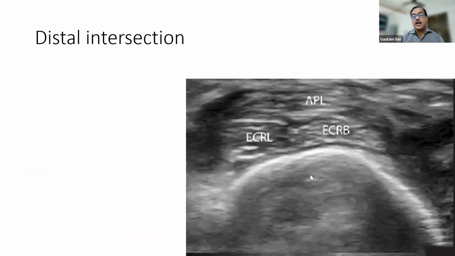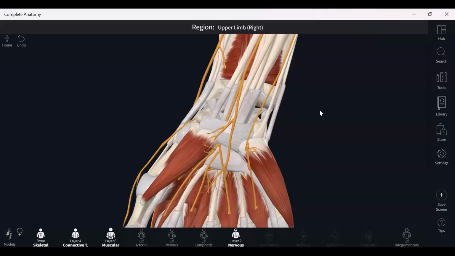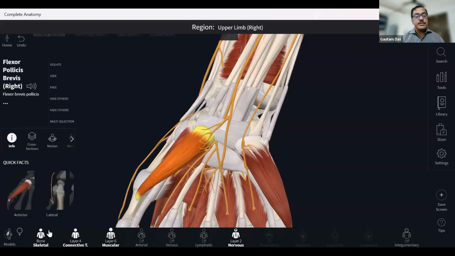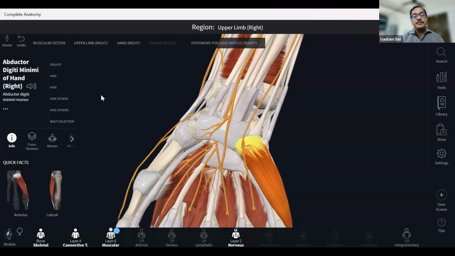So with that, I'll be going through the 3D anatomy. So is the 3D anatomy visible? Yes, sir. Okay. So let me remove this. These are in the hand. We'll be discussing this when we discuss the hand.